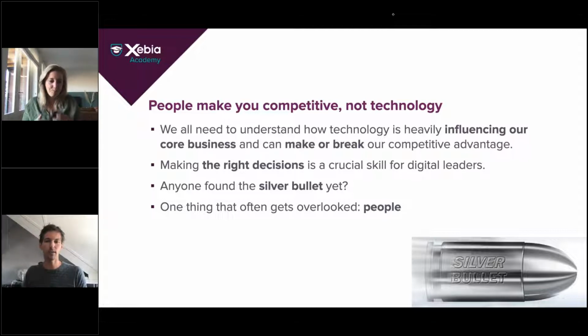All of these things aim for the same: shorter time to market, faster delivery, cost reduction, fast delivery of value to the business. There's a lot of things going on there. And what we feel is that one thing often gets overlooked, and that's the people. Because to us, people is what makes you competitive, and not the technology.